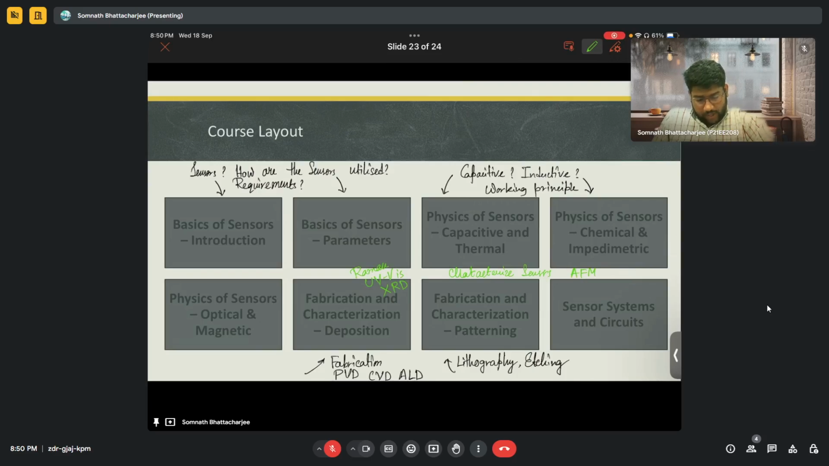And then finally, we learned how to characterize using AFM or SPM and these kinds of things, and then the optical characteristics. And finally, in the last part, on sensors, systems and circuits, we learned how to integrate our sensors, what signal conditioning is, and why we need it. Okay. So this is the basic course structure.